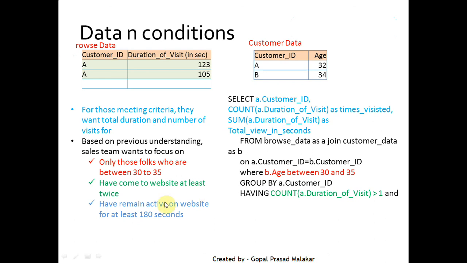Now, having remained active on the website for at least 180 seconds, what you are doing is taking the maximum, and if any of the records is 180 seconds, you are taking that. At least in one of the visits it should be 180 seconds, and that's what you are doing here. Order by just produces the result based on the sorted order. So this is the SQL.